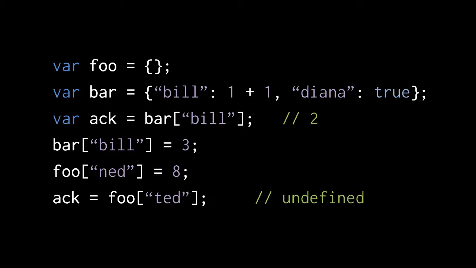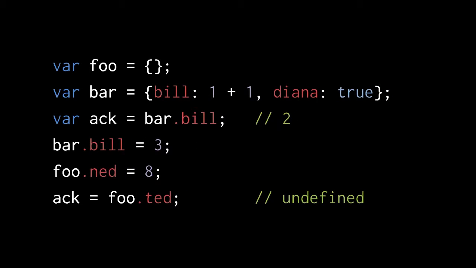In the next line, we're assigning to foo's property Ned the value 8. Note though that foo until this point didn't have any properties, so this assignment actually creates a new property in foo named Ned. In the last line, we're assigning the value of foo's property Ted to ack, but because foo has no such property at this time, the expression returns the value undefined.